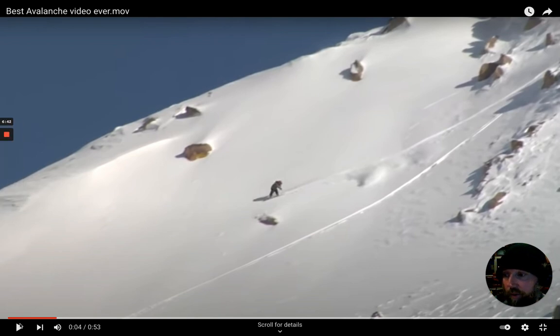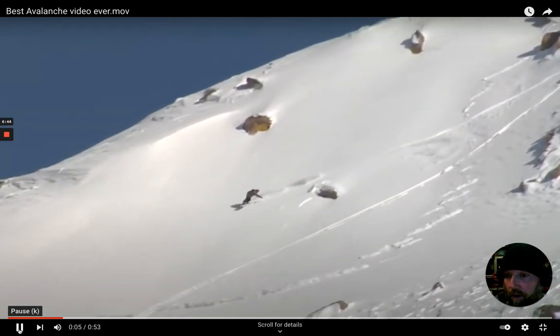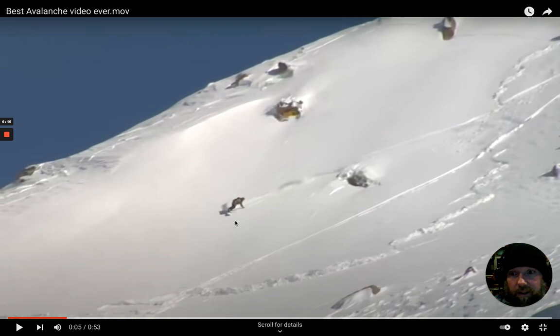So let's just play a little bit more. Okay, so now we can see it was literally as soon as he went by the rock, you can see the cracks, and basically this is the slab letting go. So there he is on top of the slab.